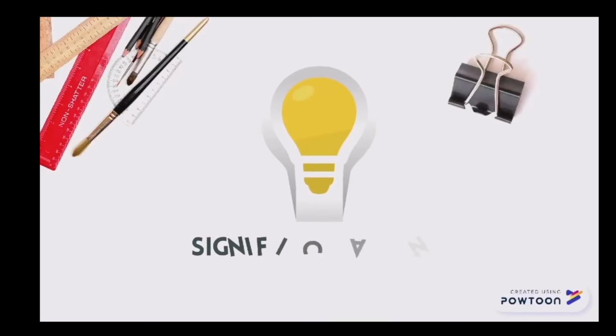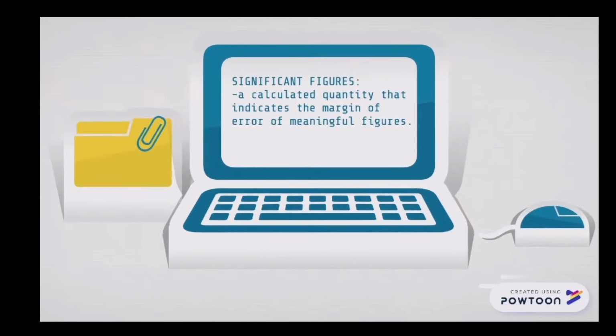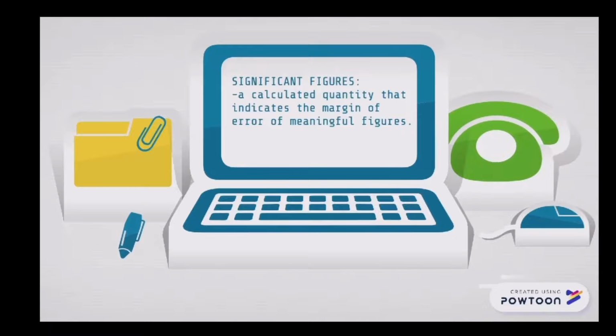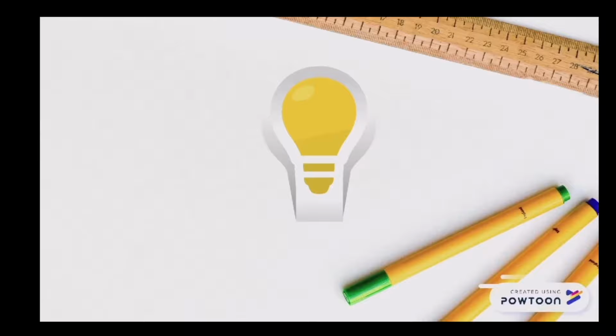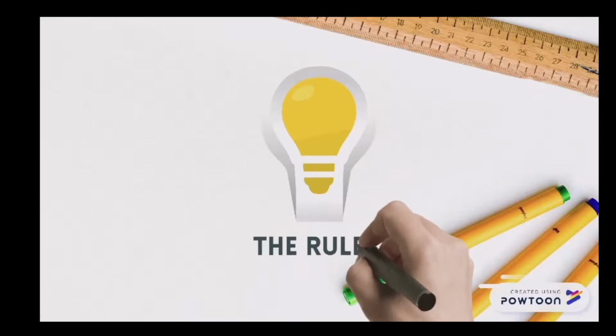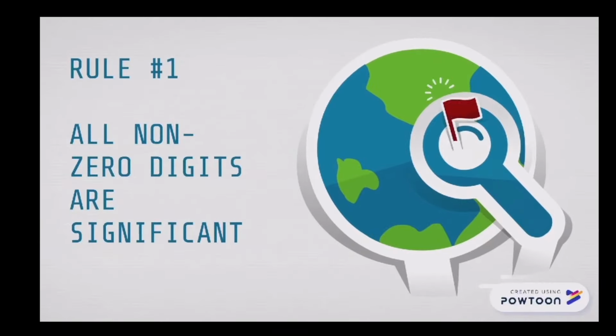So let's begin. Hello guys, our first topic for this video is significant figures. Significant figures are a calculated quantity that indicates the margin of error of meaningful figures. In significant figures, we also have rules to follow. The first rule is all non-zero digits are significant.